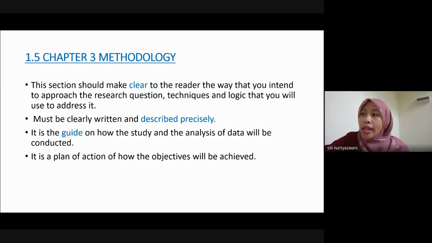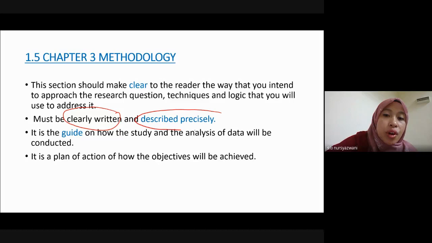Okay. Next is method lah ataupun methodology, materials and also method. Okay, in this section, you should make clear to the reader the way that you intend to approach the research question, technique and also the logic that you will use to address it. And perlulah clearly written and also described precisely. Okay, it's actually a guide on how the study and also the analysis of the data will be conducted after this. Okay, method ni juga is actually the plan of action and how objective will be achieved.